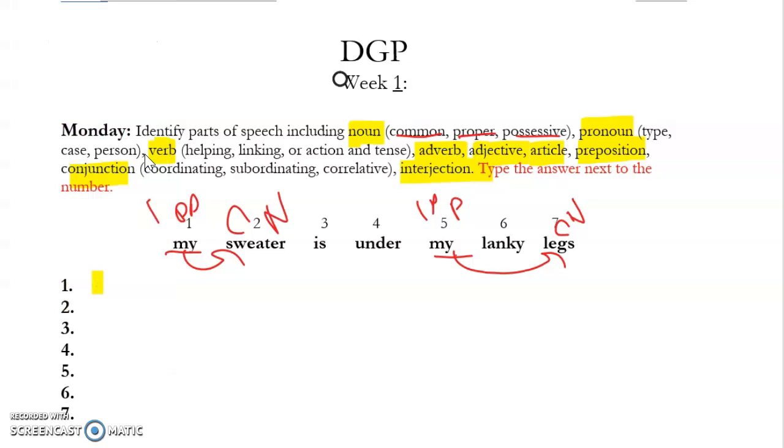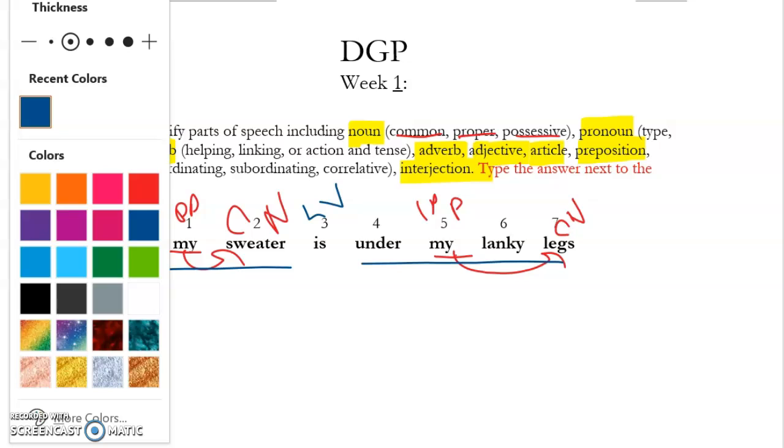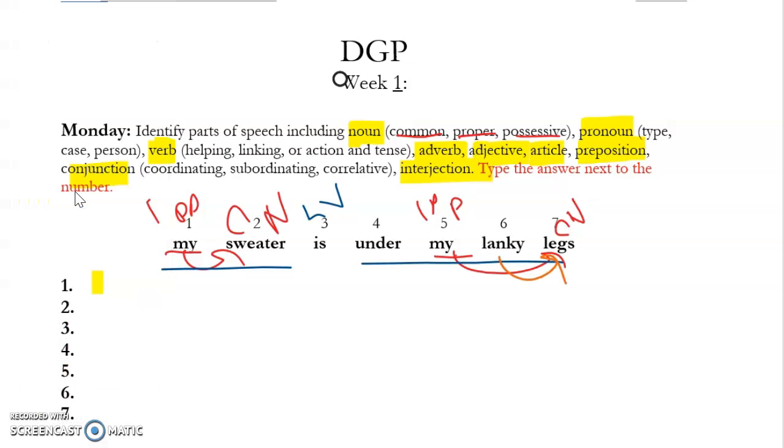All right, the next thing we need to look for is our verb. Our verb can be action, linking, or helping. Is is actually a linking verb because it's connecting our subject to our predicate. Then we need to check, are there any adverbs? Adverbs describe verbs. Is there anything describing is? No. Adjective: anything describing a noun? Yeah, lanky. Lanky is describing our legs, so this is an adjective.